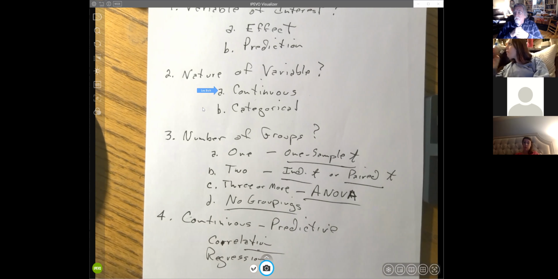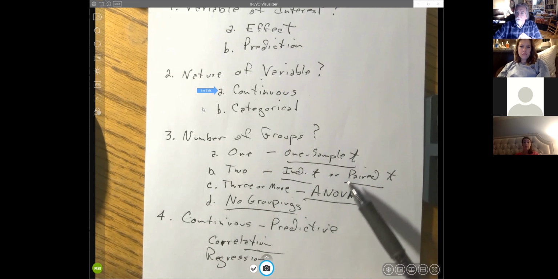But we're dealing with continuous variables. We're still dealing with continuous variables, just multiple continuous variables, and we're looking for relationships or predictions, predictability. And so these are all with continuous variables.